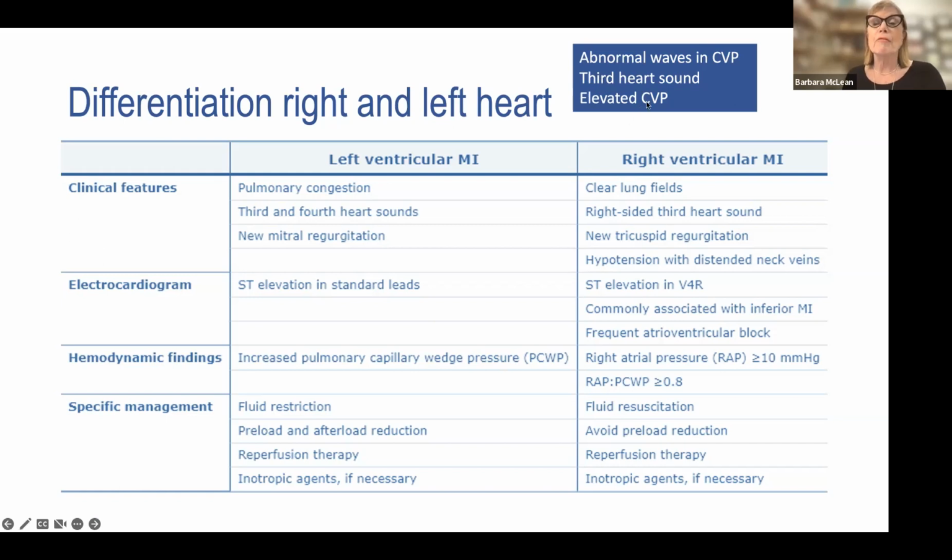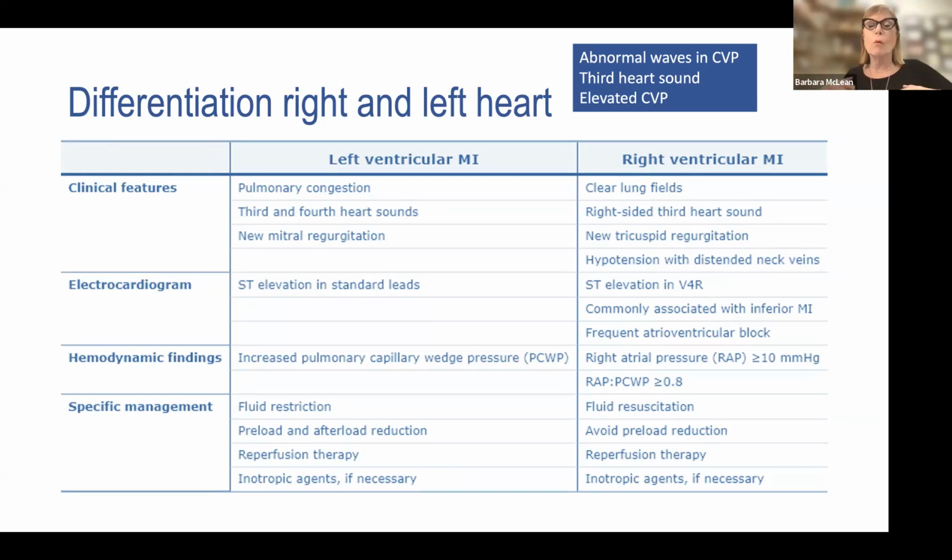Unpacking the CVP a bit further is the waveform analysis of your CVP. It's the same kind of waveform analysis one would use if they actually had the pleasure of working with a PA catheter and a pulmonary capillary wedge trace. Wedge trace, pulmonary capillary wedge, right atrial pressure, those are both venous pressures.